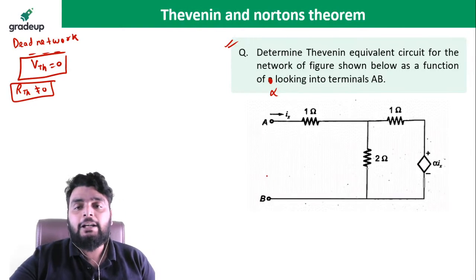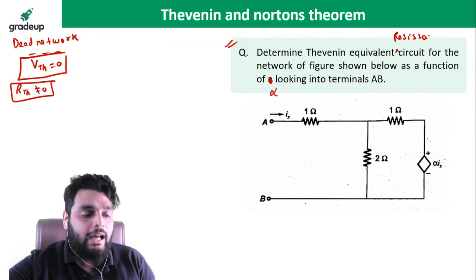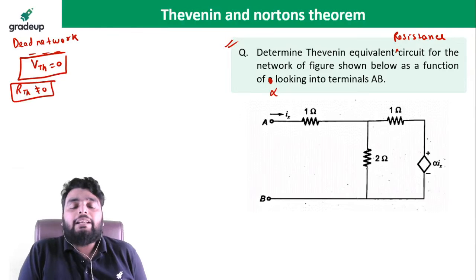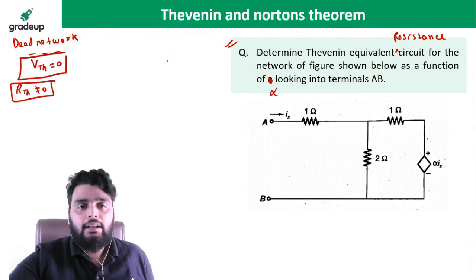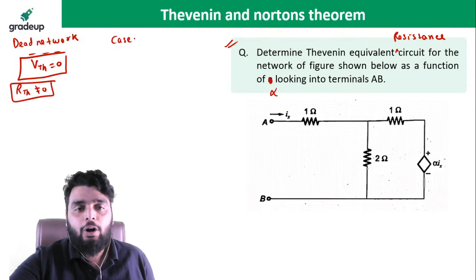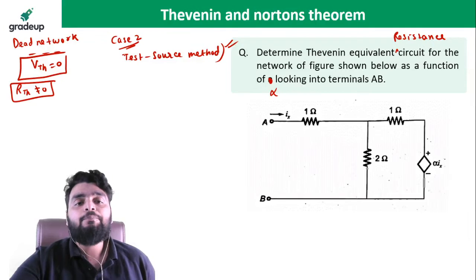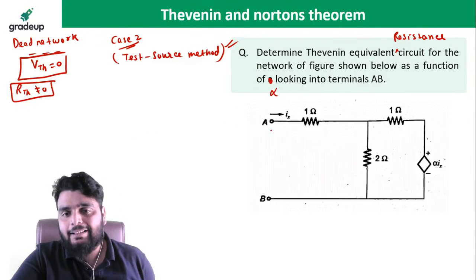Now in this circuit, I need to find out the Thevenin's equivalent resistance. So how can I find it? Simple, you just need to see which case this is. This is case 2. I have to use the test source method. What is the test source method? You need to apply either a 1 volt source or a 1 ampere source at the terminal.